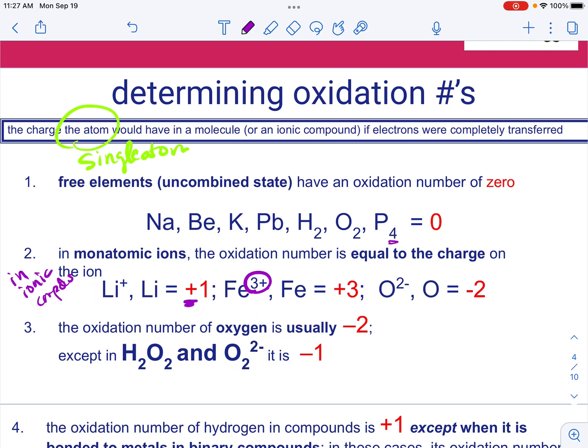So I gave you some examples here, like lithium 1+ would always be +1 for an oxidation number, or oxide, which is 2-, would be a -2 for an oxidation number. The ones that you know from the periodic table are not always correct if you're talking about in molecular compounds.